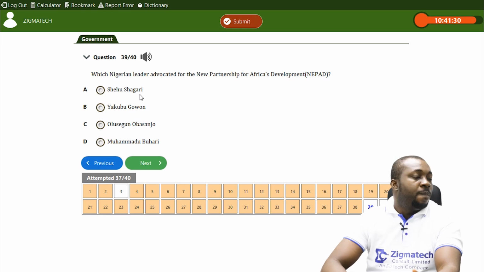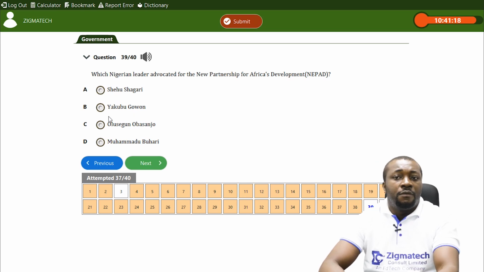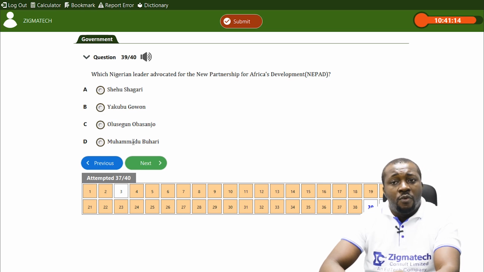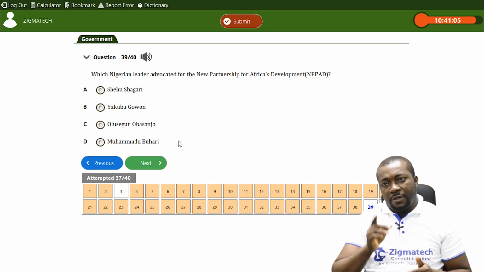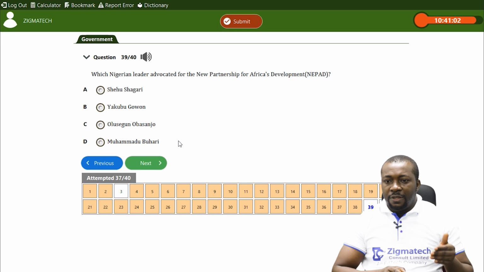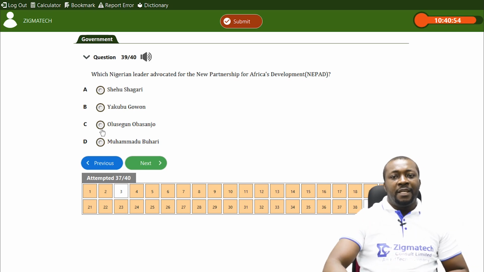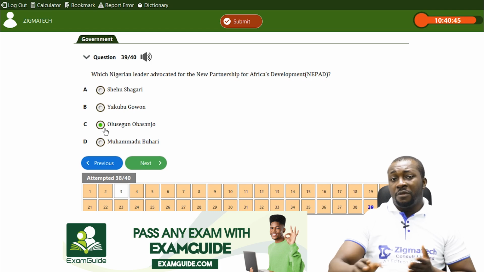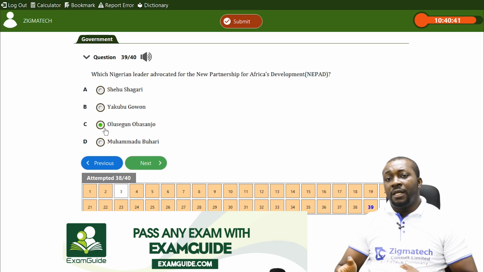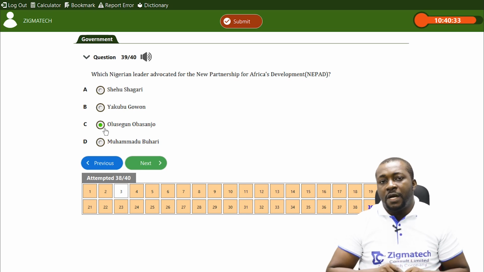A. Shehu Shagari was Nigerian head of state from 1979 to 1983. Yakubu Gowon, Nigerian military head of state from 1966 to 1975, is not the option. We are talking about 2001. Muhammadu Buhari, as military leader, 1983 to 1985, was not the time. As civilian head of state, 2015 to 2023, was not when this happened. Rather, we are talking about General Olusegun Obasanjo. He's one of the founding members of NEPAD. Olusegun Obasanjo ruled Nigeria from 1999 to 2007. Automatically, he's the answer. And of course, in the history of NEPAD, Obasanjo is one of the founding members.